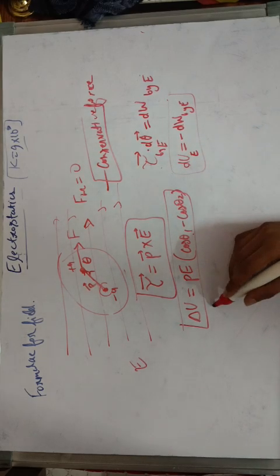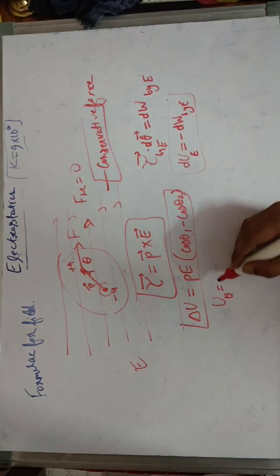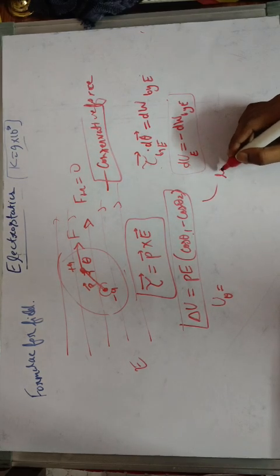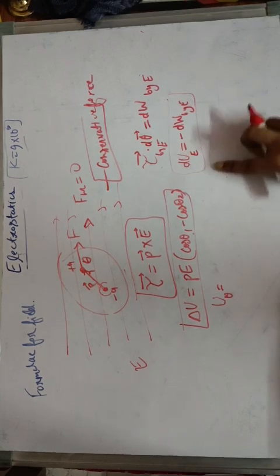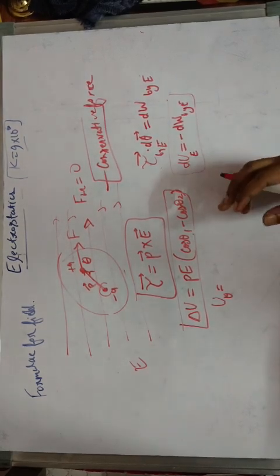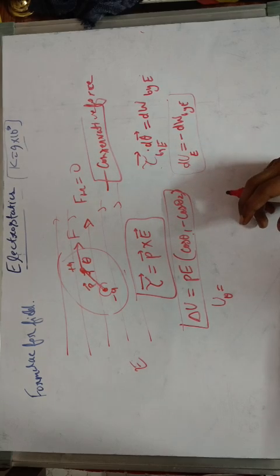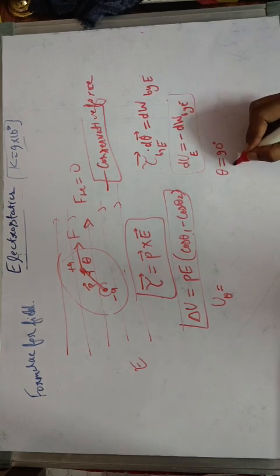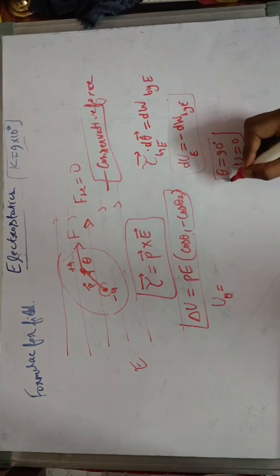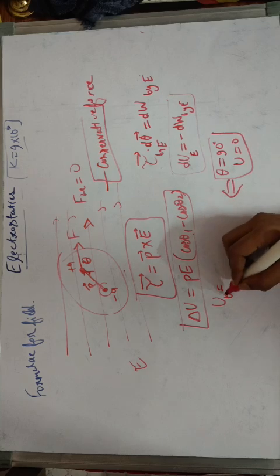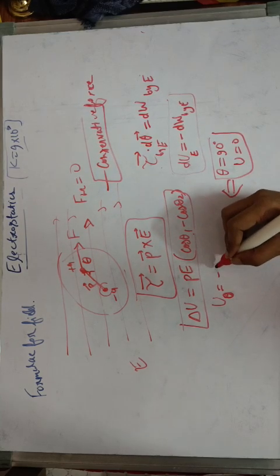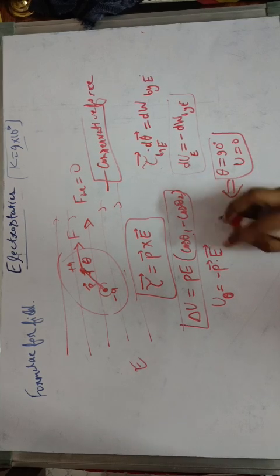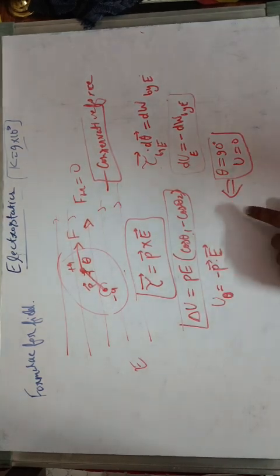Now if I want to talk about the potential energy at any angle theta, I will have to tell the potential energy at any point, at any angle. We have to take the reference potential energy. So I am considering that when theta is equal to 90 degree, the potential energy is equal to 0. This implies that potential energy at any angle theta is equal to minus P dot E, which is minus PE cos theta.